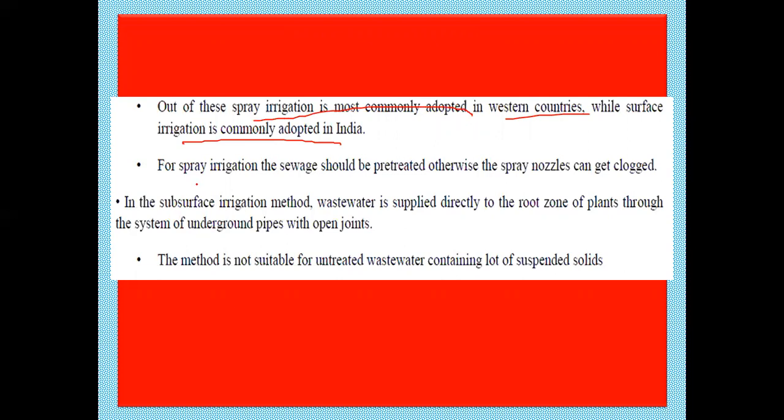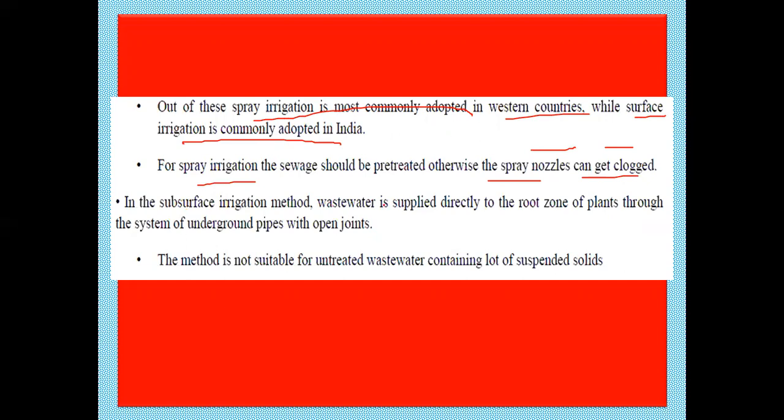For the spray irrigation method, the sewage should be pre-treated, otherwise the spray nozzles can be clogged. Whenever you are doing spray irrigation, the nozzles should be thoroughly cleaned. Why? Because it will get clogged inside the holes. That's why in India they are adopting surface irrigation.